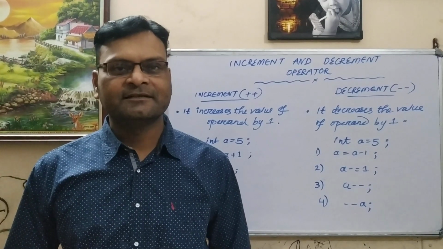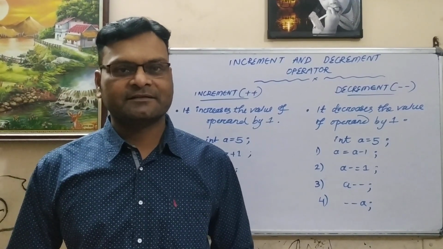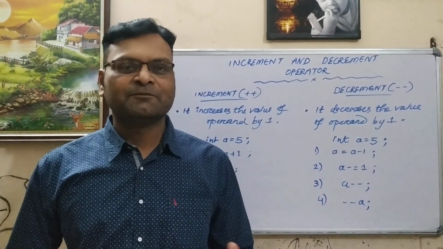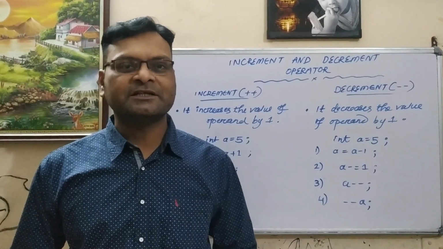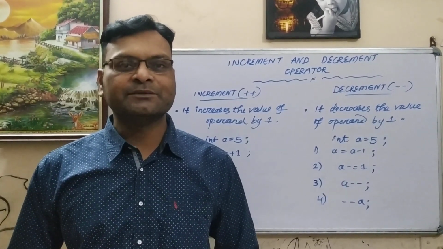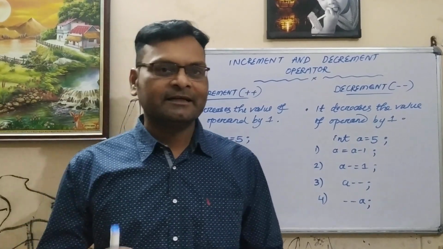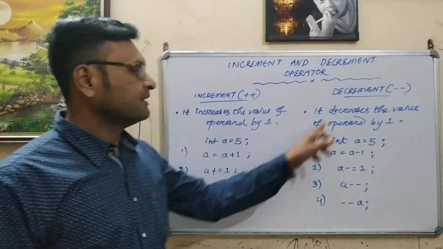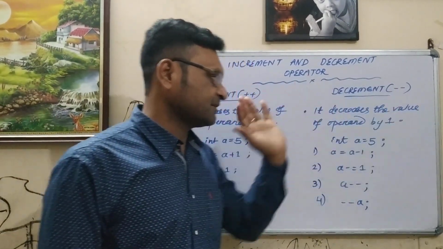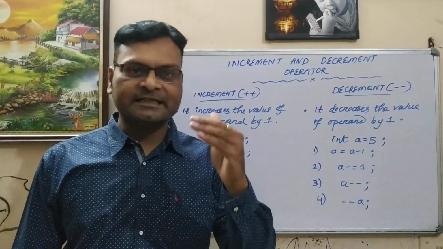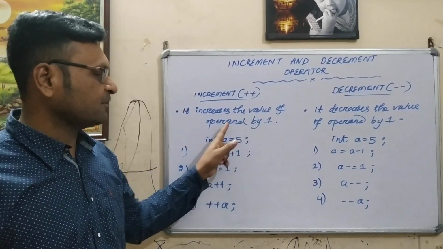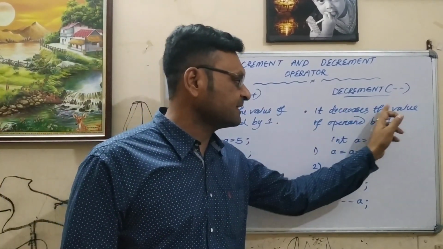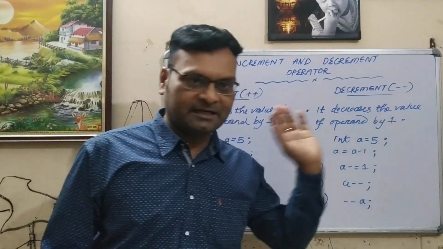Today we will see the increment and decrement operator. Children, you know that increment and decrement operators both are unary operators, because these operators are used with a single operand. Increment operator is ++, decrement operator is --. Increment operator is used to increase the value of an operand by 1. Decrement operator is used to decrease the value of an operand by 1.